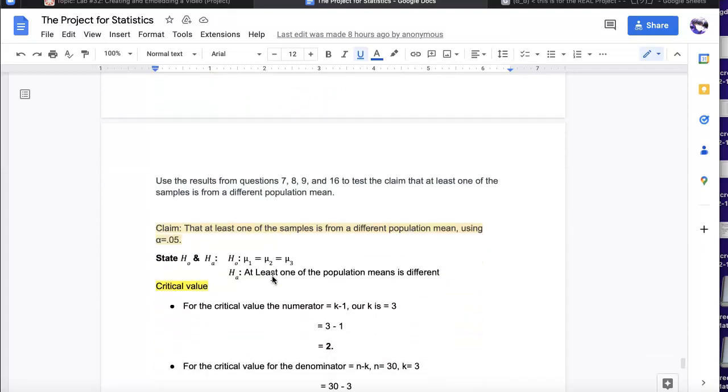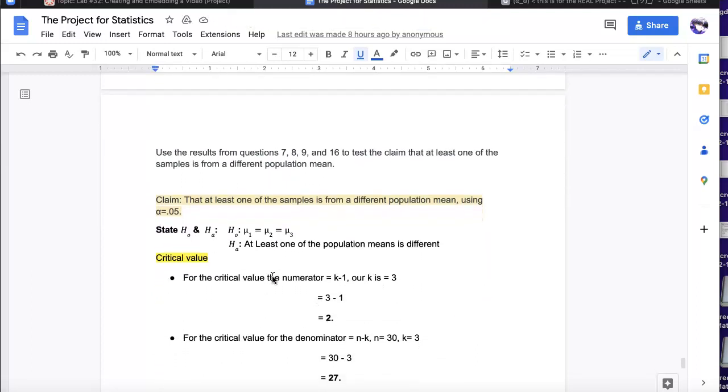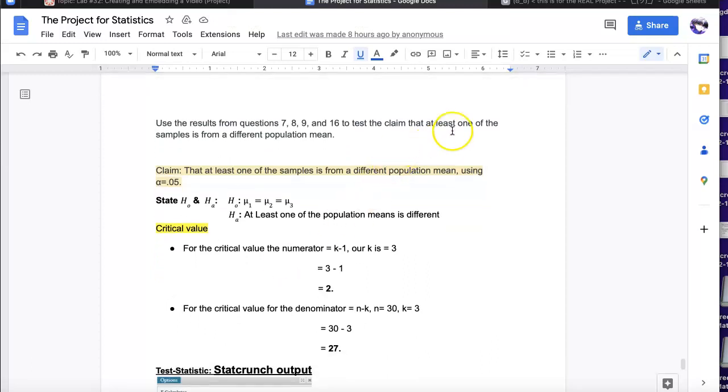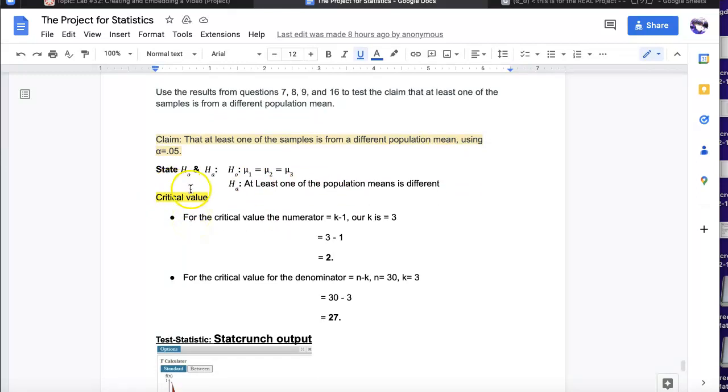Alrighty. And now on to question 17. Use the results from 7, 8, 9, and 16 to test the claim that at least one of the samples is from a different population mean. So our claim is that at least one of the samples is from a different population mean, using an alpha of 0.05. First we have to state our H0 and our HA. Our H0: mu1 equals mu2 equals mu3. Our HA: at least one of the population means is different.